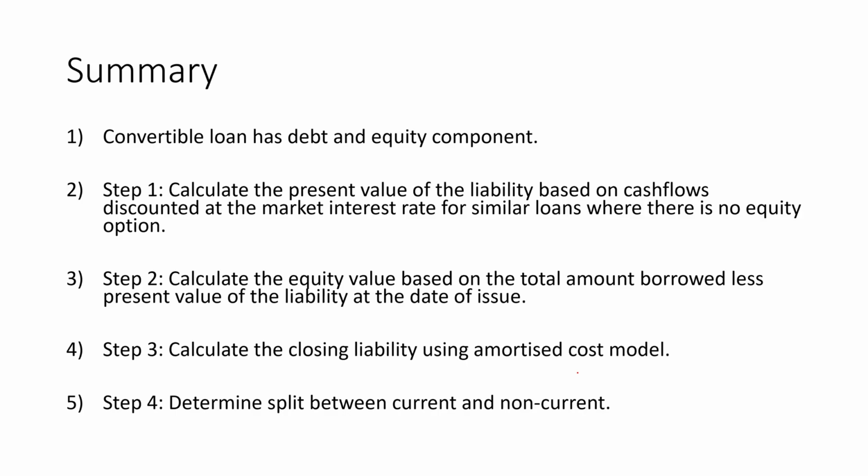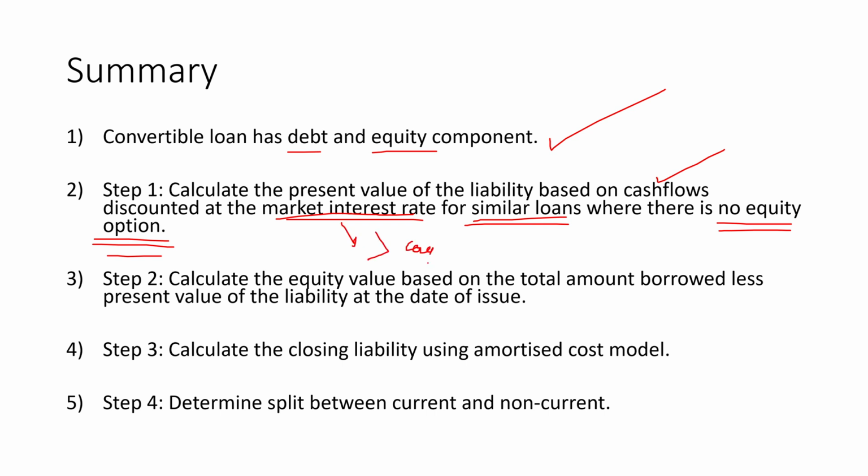Right, so just to summarize, convertible loans have a debt and equity component. We calculate the present value of the liability based on discounted cash flows, and the discount factor we use is based on the market interest rate for similar loans where there's no equity option. Okay, so the market interest rate is normally going to be higher than the current coupon rate. In most cases in the exam questions it will be. Step 2 is we calculate the equity value, which is a balancing figure, which is the total amount less the present value of the liability at the date of issue.